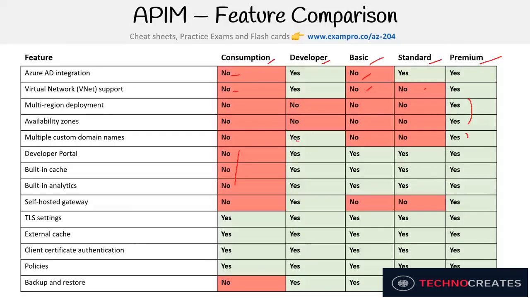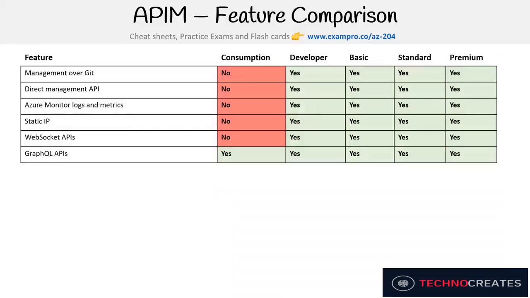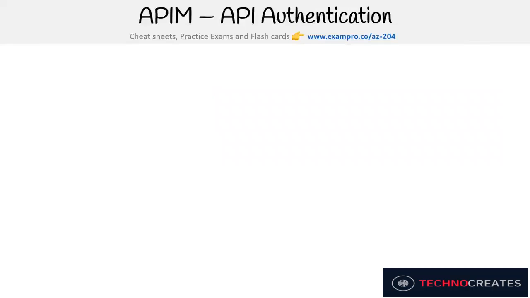Basically, developer almost always says yes because you have to play around with things, right? So TLS settings is for everyone, external cache is for everyone, client certificate authentication policies are for everyone, which is very generous. Backup and restore, you're not going to get in the consumption model. And that's not all. We got a few more here. If you want management over Git, Direct Management API, Azure Monitor Logs and Metrics, Static IP, or WebSockets API, you're not getting those in the consumption model. Now, GraphQL API is available for all of them. So there you go.